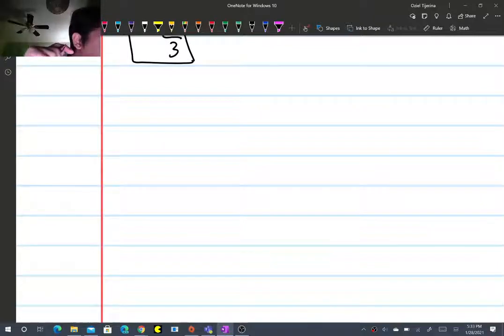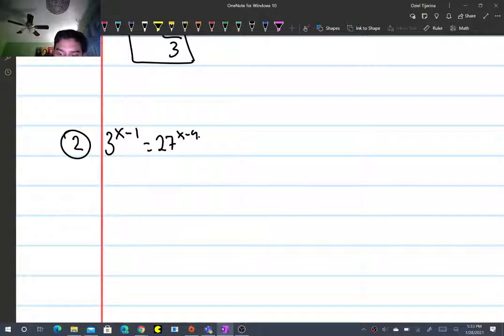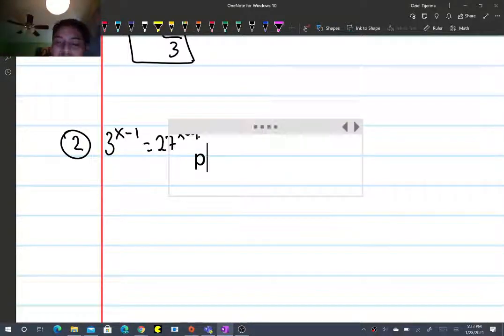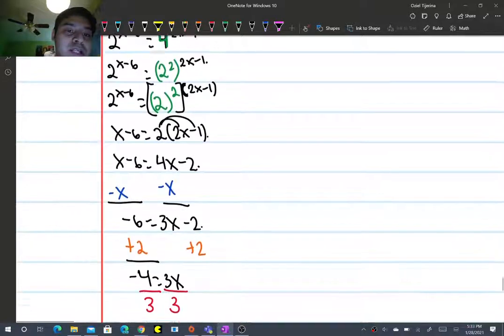So, the next one, we have 3 to the x minus 1 equals 27 to the x minus 9, right? And if you guys give me 1 second, I'm just going to turn the light on because it's getting dark. Okay, so here, you're going to do the exact same thing you did on the last one.